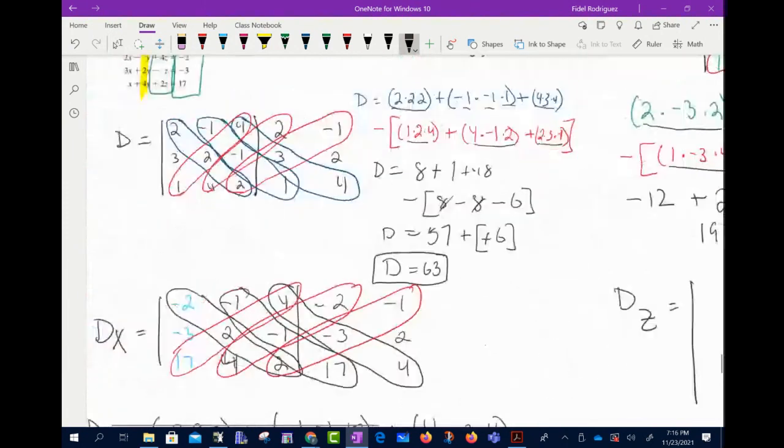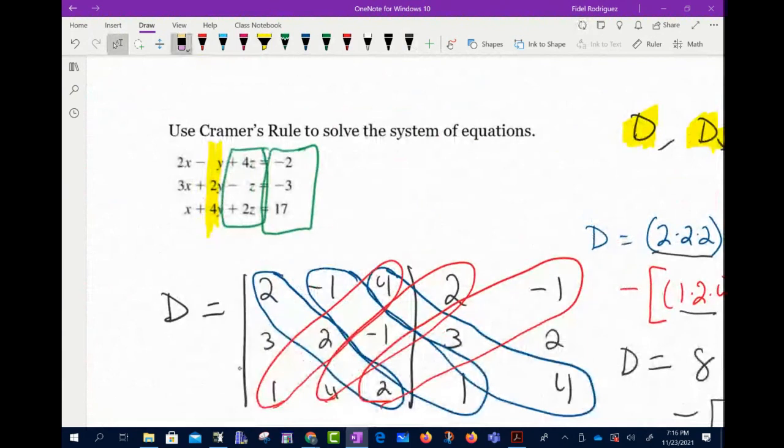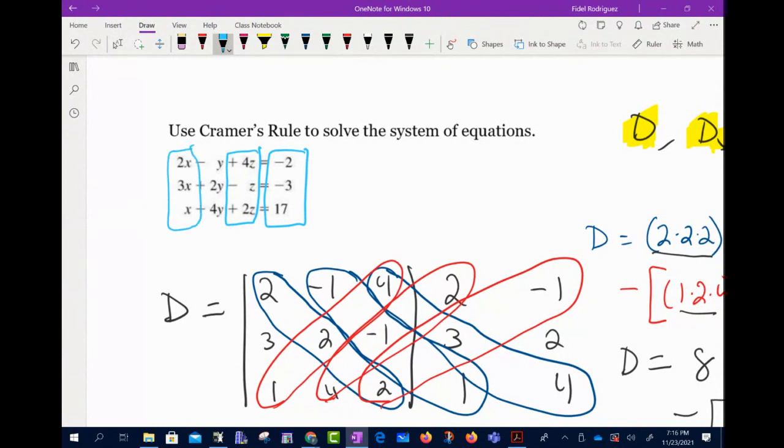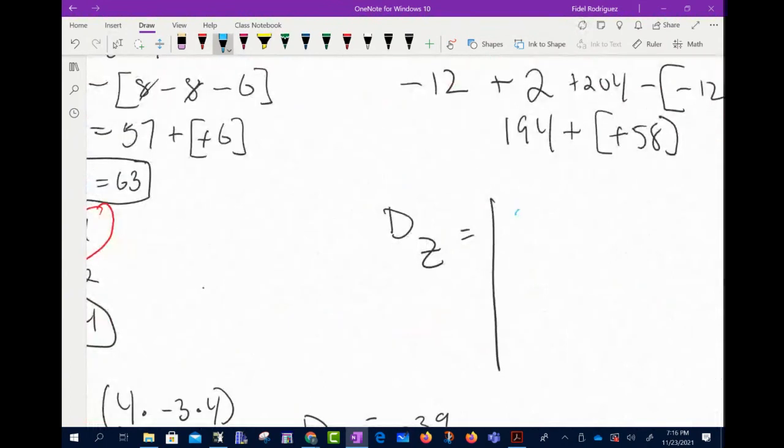Okay. So here's my original problem. And again, just to give you a heads up on what I'm going to do, I'm going to replace these three numbers here with those three numbers there. So my first three numbers going down are still going to be 2, 3, and 1. So let me write that here.